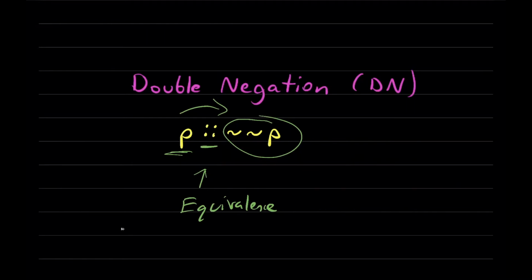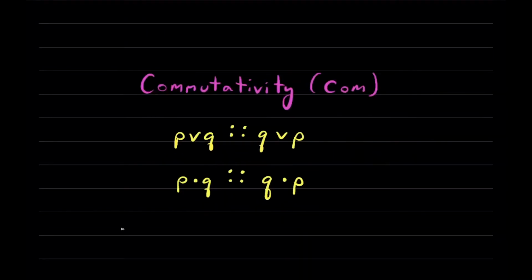So this is a pretty easy to understand rule. Obviously, P is equivalent to not not P, and vice versa. Whenever you have not not P, that's equivalent to P. So you can add or remove a double negation whenever you encounter one in the course of a proof. Let's move on. The next easiest rule to understand is what's called commutativity.